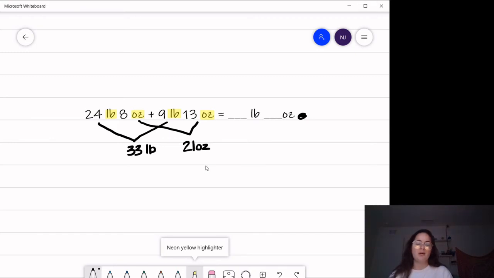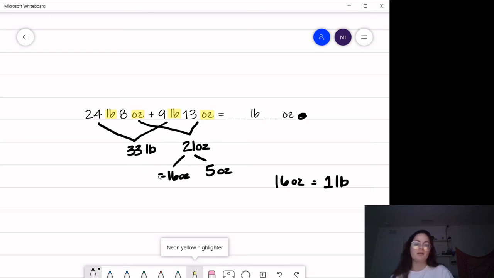I need to ask myself, after adding, can I rename my smaller units into a larger unit? So remember, there are 16 ounces in 1 pound, so I can take some ounces here and rename it as a pound because I have enough. So I'm going to pull out 16 ounces from my 21 ounces. What's left over after I pull out my 16 ounces? That would be 5 ounces.